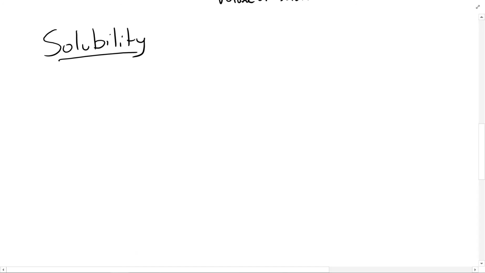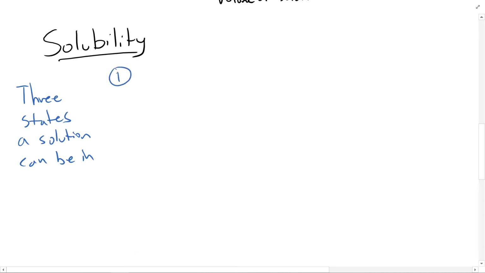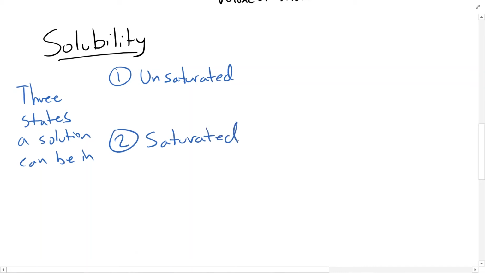And what we find is that there are three states a solution can be in when things are dissolved in it. Three main states that a solution can be in. So the first one that we're going to talk about is unsaturated. The second one we're going to talk about is a solution can be saturated. And the third one we're going to talk about is a bit more rare and a little more complicated, and it is supersaturated.